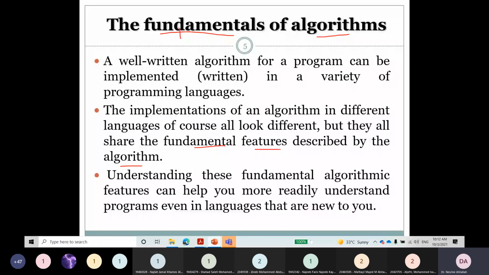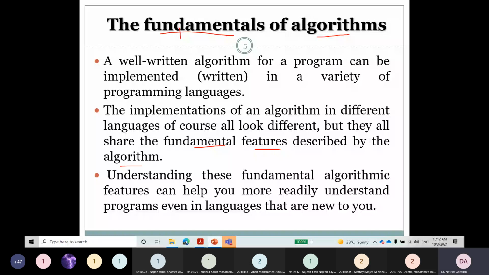So when you know these fundamental algorithmic features and how to understand these algorithms, you can understand all programs, even when you don't know the programming language. Even in languages that are new to you, it will not be difficult, because you already understand the fundamental algorithmic features.